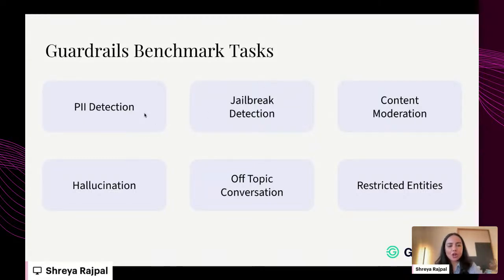So in this talk, I'm only going to focus on these 2 in the interest of time: PII detection benchmarks and then jailbreak detection benchmarks. I'm going to skip over these 4. But if you're interested, you can find the entire report publicly available on index.guardrailsai.com. So I'd encourage you to check that out.